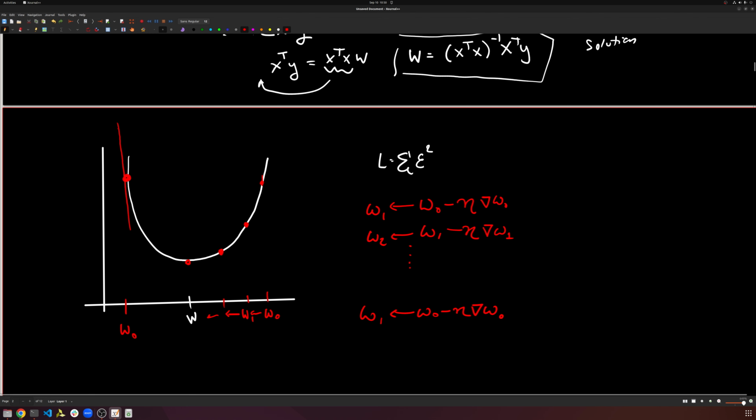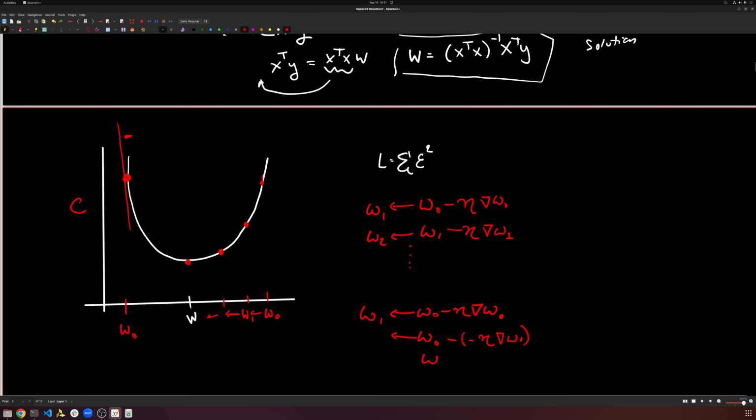Well, what's the sign on this derivative? If we increase in W, our cost goes down. So if our cost goes down, that means this is a negative derivative. So really, this is going to be W0 minus a negative derivative at W0. So this is really W0 plus some learning rate times the magnitude, meaning we're going to move in this direction. Again, descending the cost curve. So this is the big idea behind gradient descent.